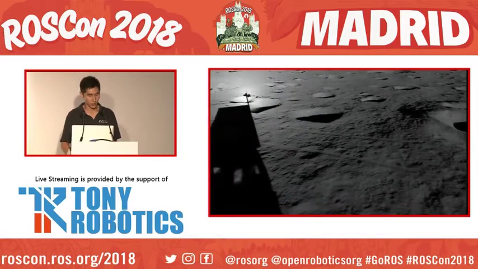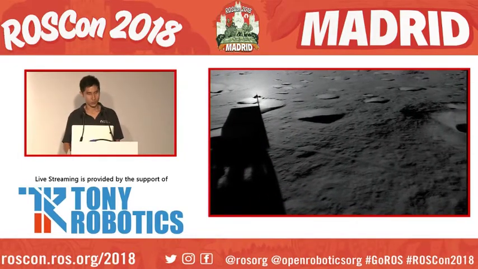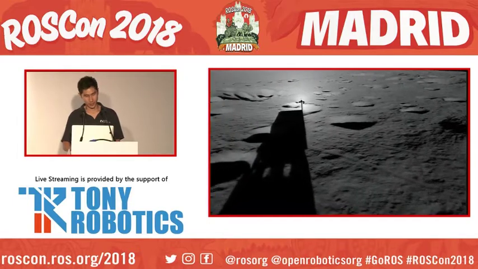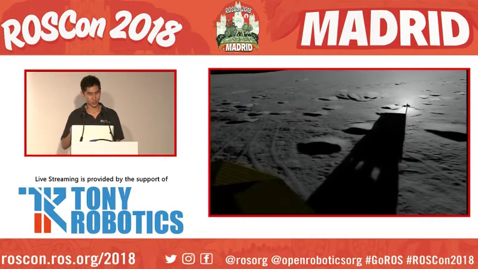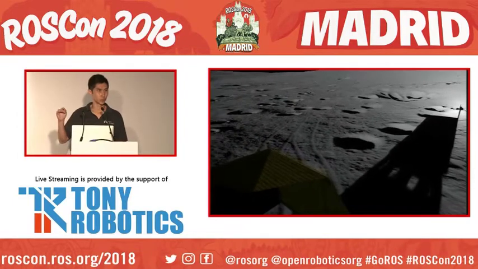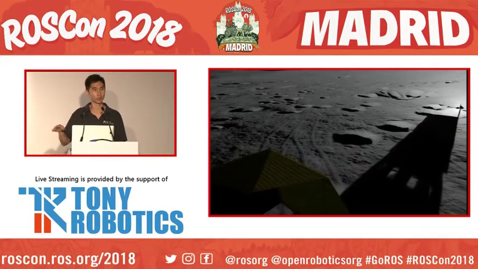So here what you see that's slowly coming into view, on the left you have the shadow spot. Here you see the wheel tracks that are being drawn as the robot moves around the environment.